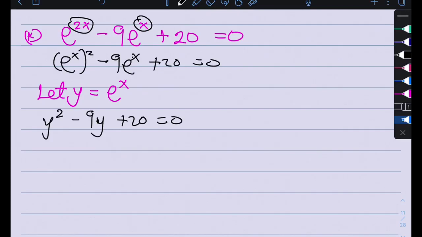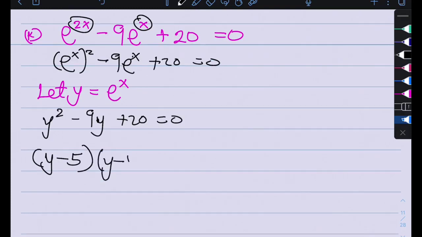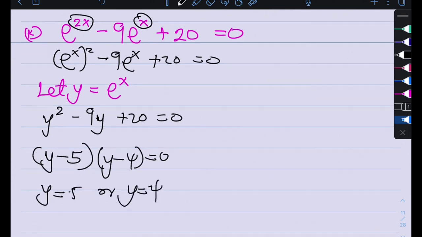Now, whenever you have a quadratic like this, I believe that at this stage we can all solve such a quadratic. All right, so we are looking for factors of 20 which, when added, will give us -9. So that's obviously -4 and -5. So you have (y - 5)(y - 4) = 0. So y = 5 or y = 4.